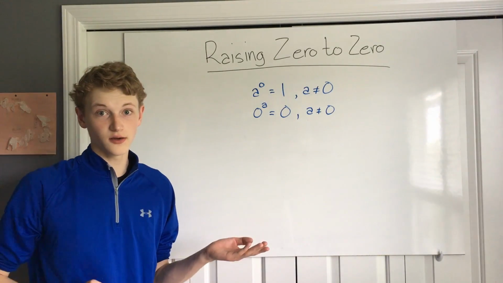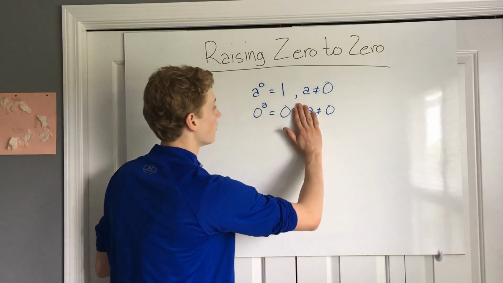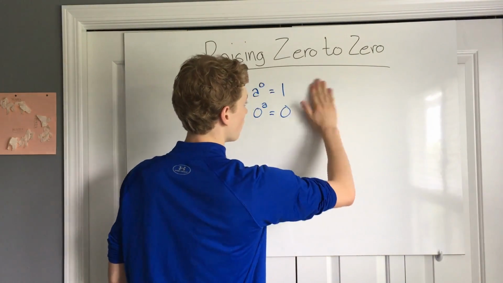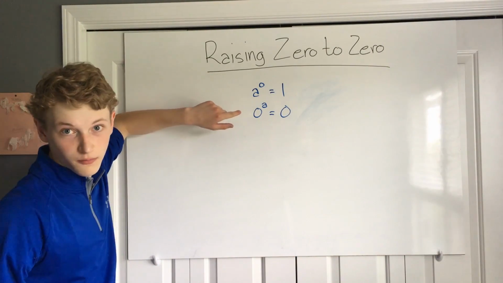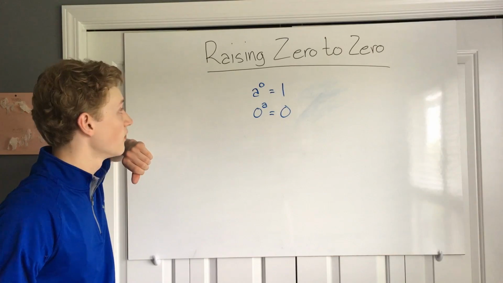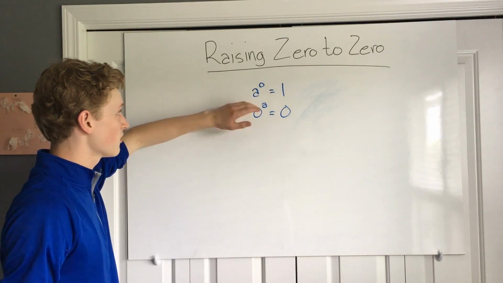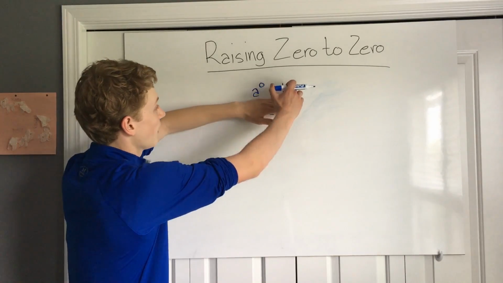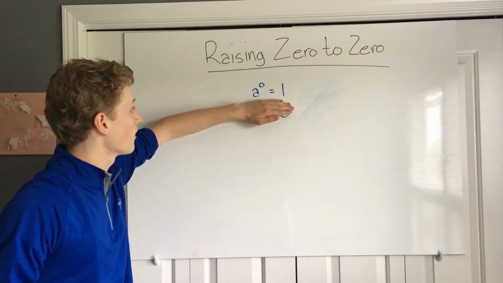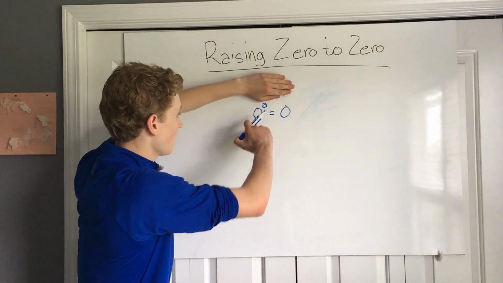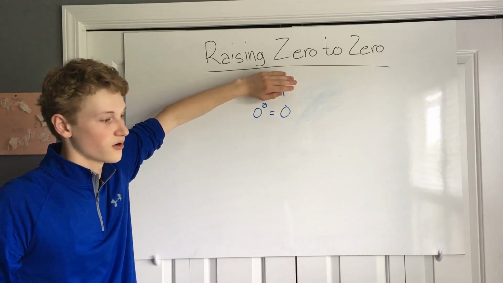But what is it when a is 0? So let's take a look at that. And again, let's forget that. So now, I think you can probably see the similarity between dividing 0 by 0 and this. When I replace a with 0 here, I get 1, because anything to the 0th power is 1. But then, when I replace a with 0 here, I get 0, because 0 to any power is 0.